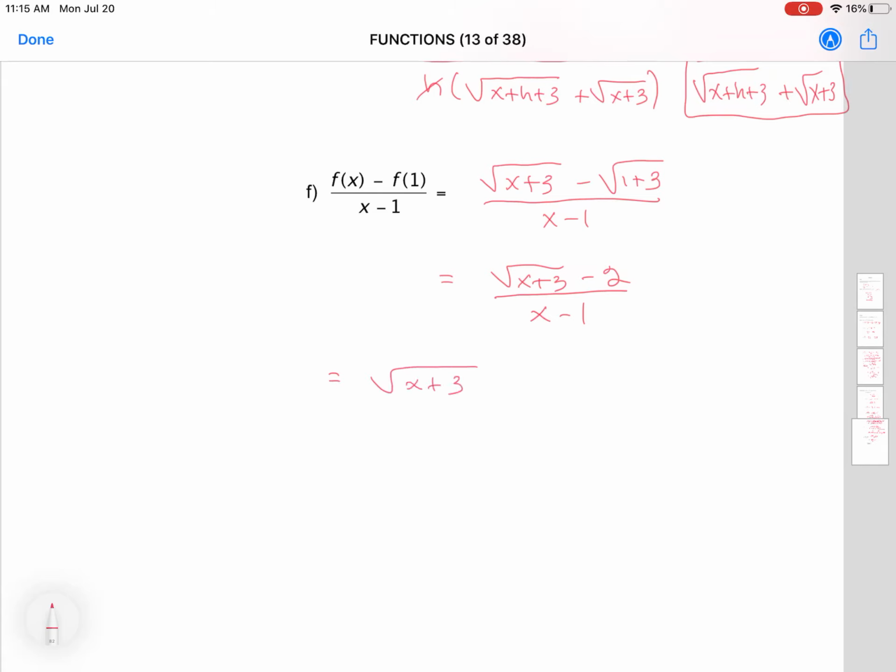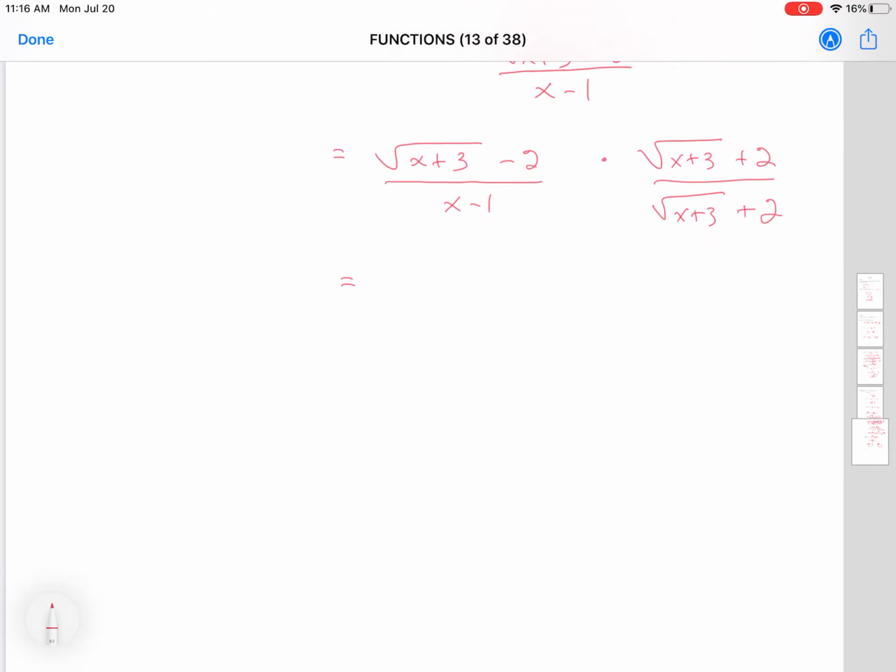And the answer is just like in the previous problem. The answer is yes, provided we multiply top and bottom by the conjugate. So root of x plus 3 plus 2, root of x plus 3 plus 2, and that guy was over x minus 1. Good. Expanding the numerator, leaving the denominator as is. Don't expand the denominator. That would be a mistake. Why? Well, you're about to see why in 1 second.